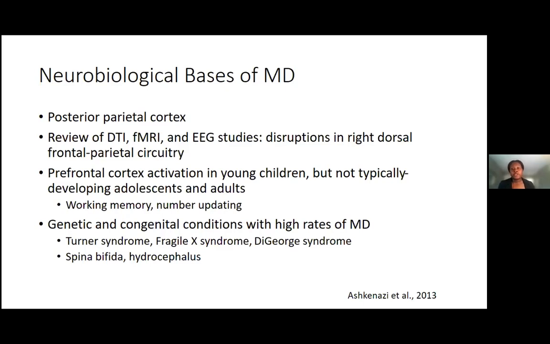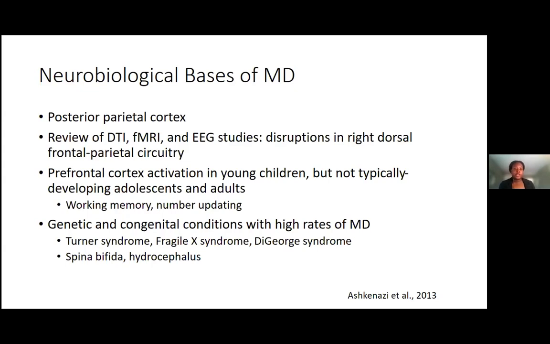We notably see in math disorder disruptions in this right dorsal frontal parietal circuitry. And one great developmental finding that has been observed is that in younger children in general, typically developing or with a math disorder, when performing math tasks, they are showing greater activation of the prefrontal cortex. But when we then look at adolescents who are typically developing or adults, we are no longer seeing that prefrontal activation or not to as great an extent.